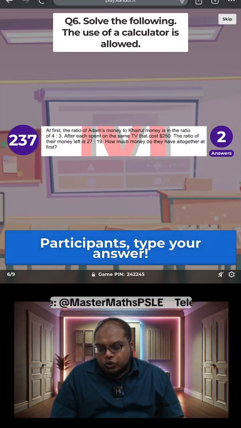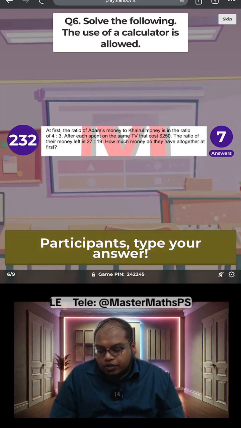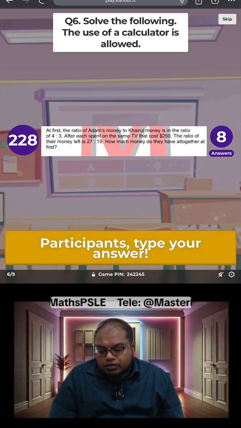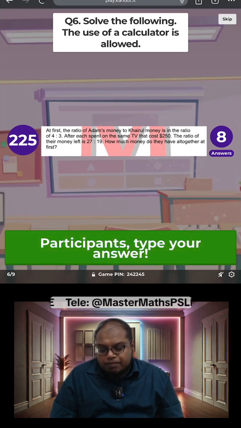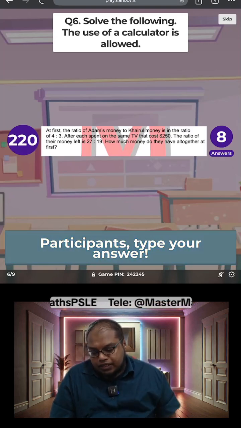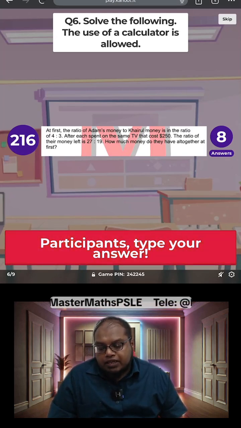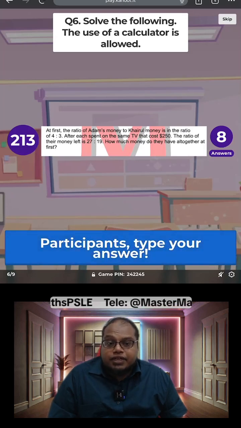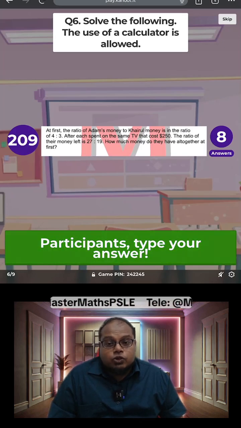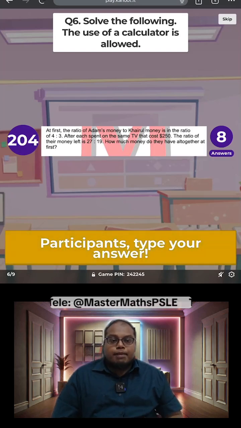At first, the ratio of Adam's money to Khairul's money is 4:3. After each spent on the same TV that cost $250, the ratio of their money left is 27:19. How much money do they have all together at first? So what kind of ratio question is this? Okay, when both spend the same amount.